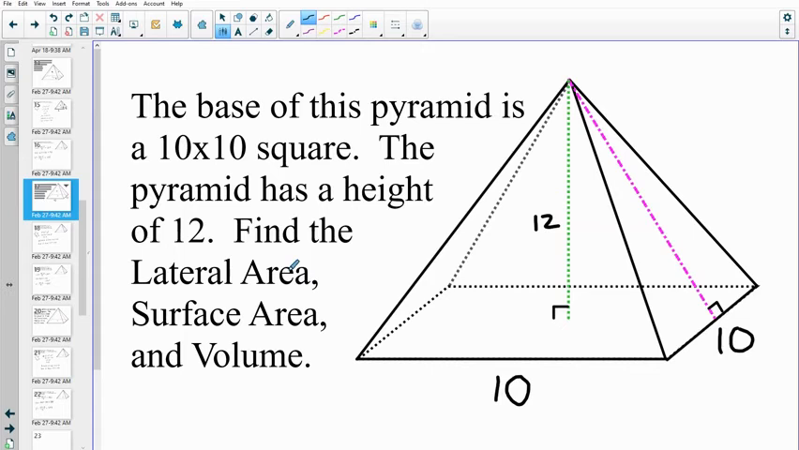It's actually not all that bad. They want me to find the same things. Well, here we go again. I need a missing side. I need to know the slant height. That's going to give me my lateral area and then eventually my surface area. So I'll do the same thing that I did before.